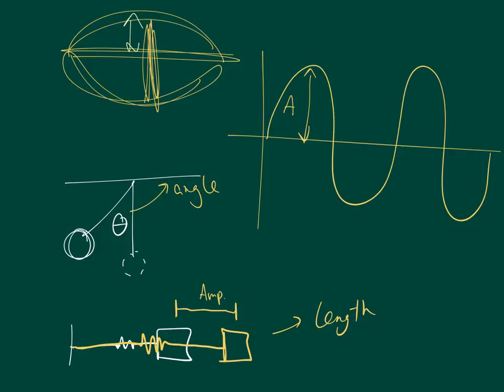Okay? What causes the amplitude to decrease over time? I'll draw another graph so you can see it.